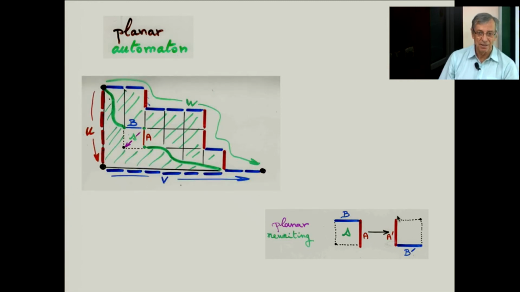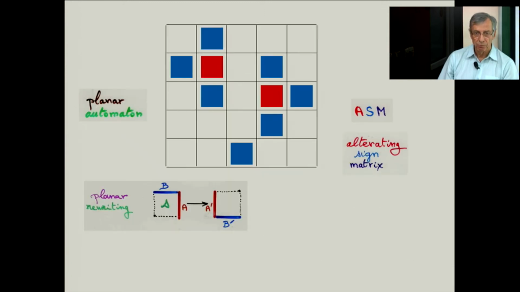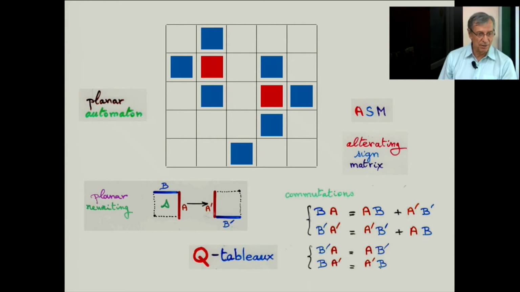And then there is an initial state and a final state when you finish, for example, with all these edges here. And so you can recognize alternating sign matrices like this with the planar automata. And in fact, this is equivalent to a Q tableau. And for alternating sign matrices, the Q tableau is related to a quadratic algebra associated to alternating sign matrices.